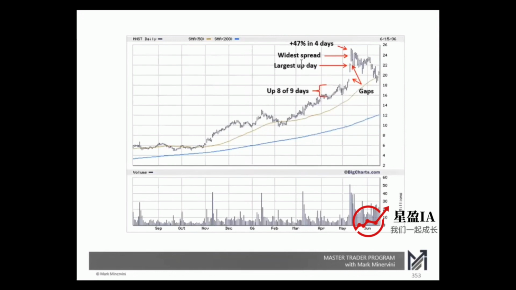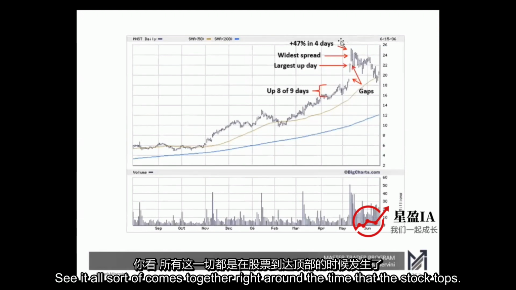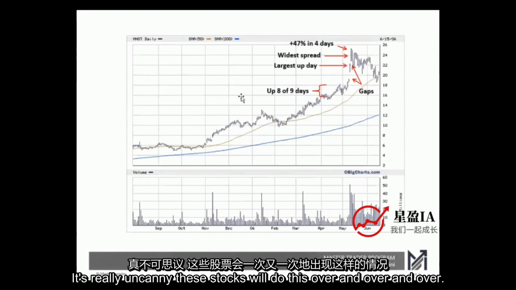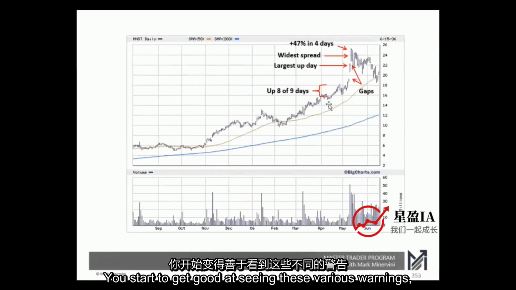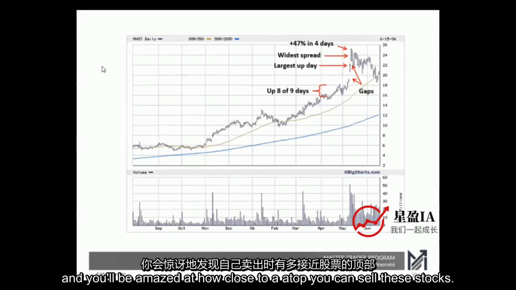Largest up day. Next day has the largest spread. You're up 47% in 4 days. And you've got a couple of gaps. See, it all sort of comes together right around the time that the stock tops. It's really uncanny how it will do that. These stocks will do this over and over and over. And you start to get good at seeing these various warnings, and you'll be amazed at how close to a top you can sell these stocks.